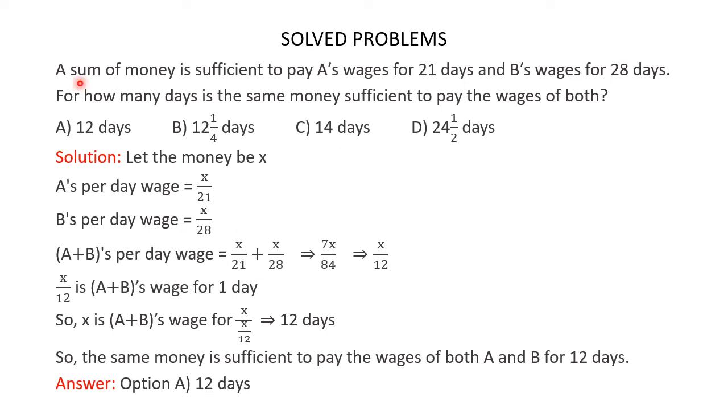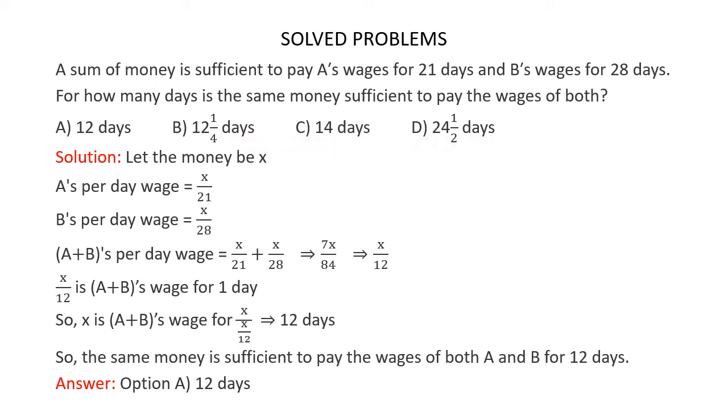A sum of money is sufficient to pay A's wages for 21 days and B's wages for 28 days. For how many days is the same money sufficient to pay the wages of both? You are given 4 options here and you have to find out which of these options is the correct one.